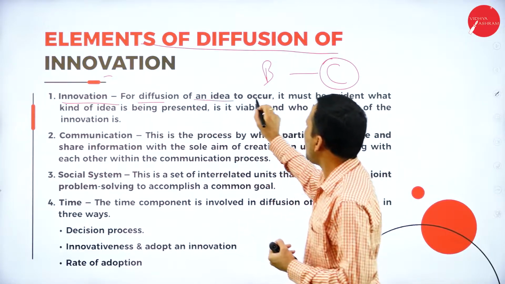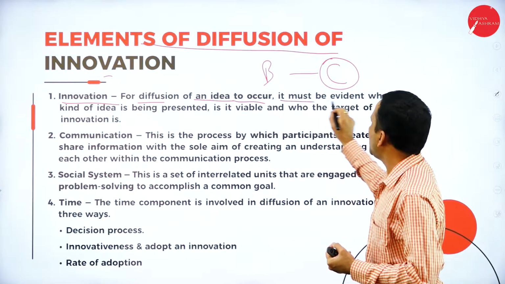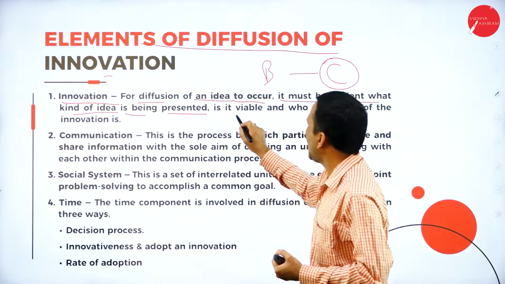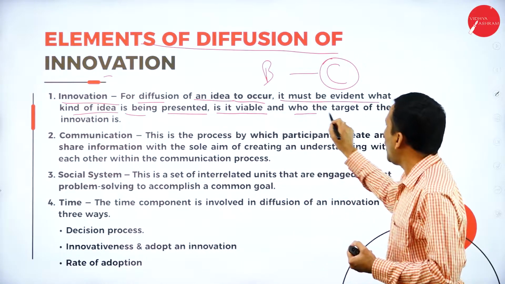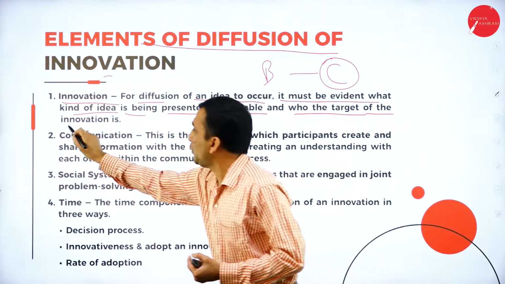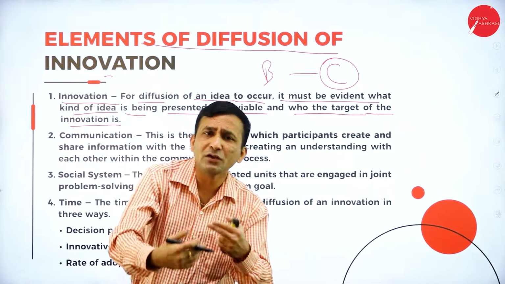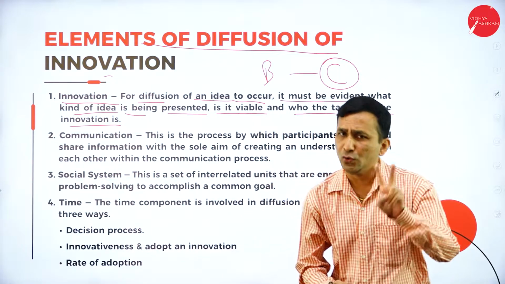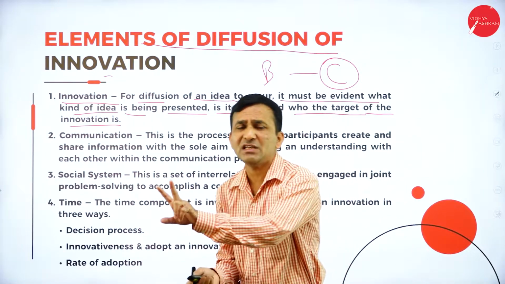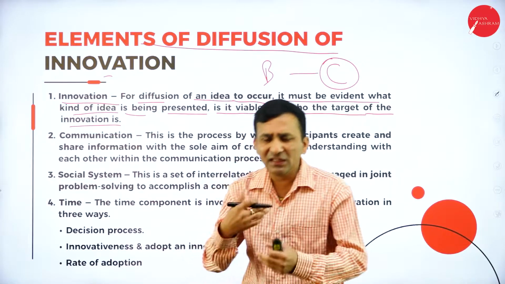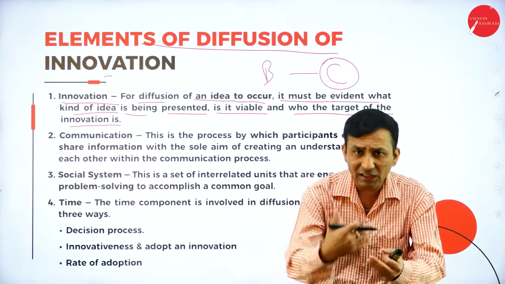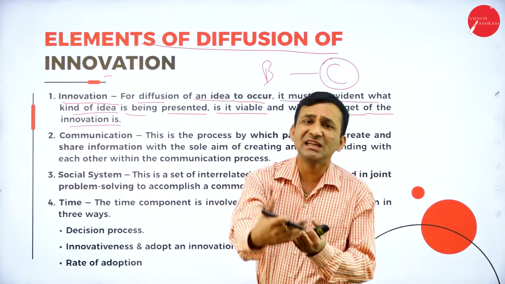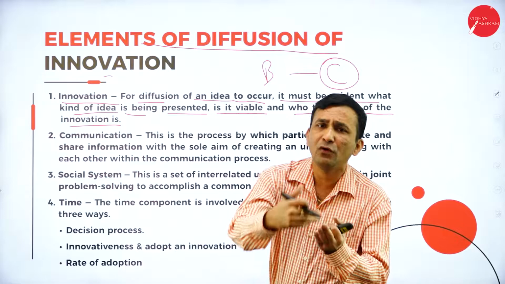So for diffusion of an idea to occur, it must be evident what kind of idea is being presented, that it is viable, and who the target of the innovation is, because products differ. Majorly, products can be classified into two types: one is the consumer product, and the other is the industrial product. Anything related to industry or to the consumer, of course you have to present the idea you have before marketing.